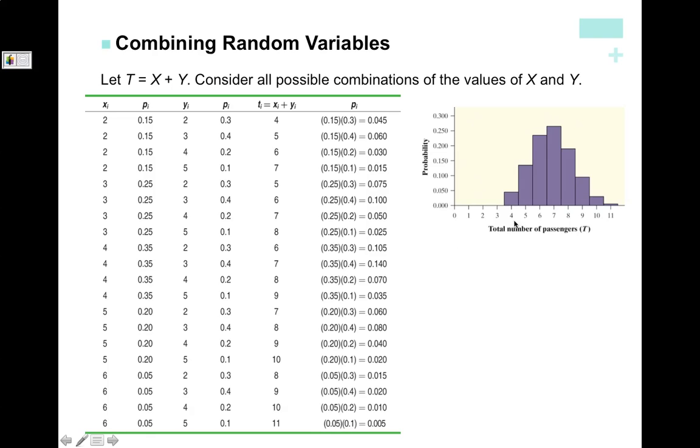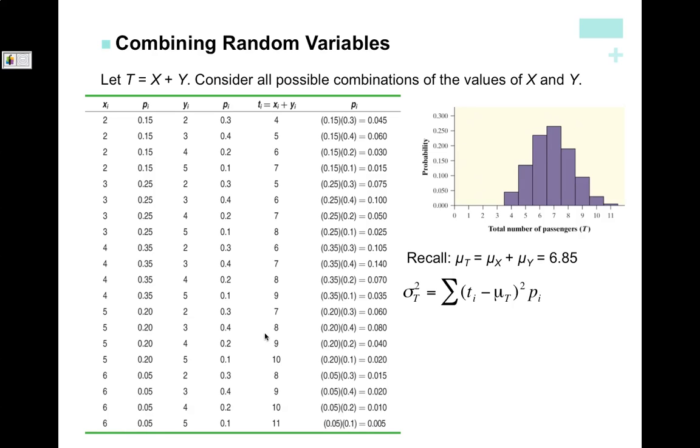So 2 and 3, 2 and 4, we're going to go all the way down, and we get this new probability distribution where the probability of having 4 passengers is 0.045, the probability of having 5 passengers would be the sum of this one and that one. We're going to add some things together. We get this fairly symmetric new probability distribution for T. We're able to calculate the mean by adding, but now to get the standard deviation, we actually have to do the calculations. We have to take each T and subtract the mean.